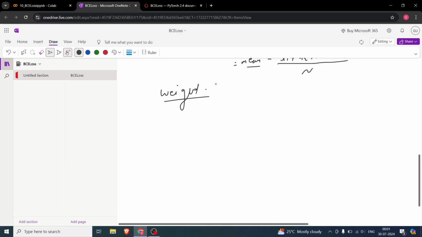Now one difference here with, let's say, cross entropy loss, because cross entropy loss also has the weight parameter. Cross entropy loss, which is used for multi-class classification, also has the weight parameter, right? But here the weight is different. How is the weight different?